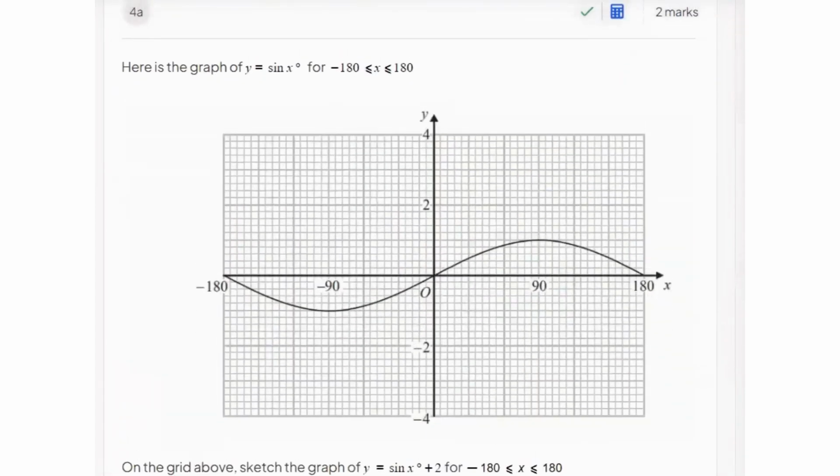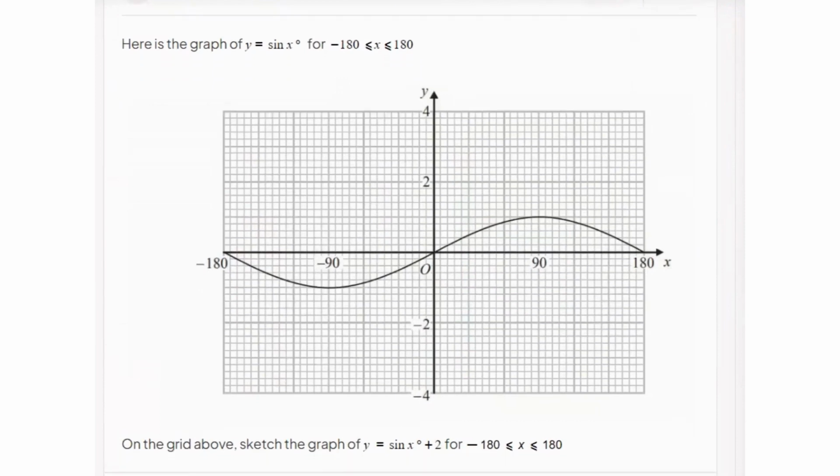Question 4 says here's a graph of y equals sine x for negative 180 to 180, and on the grid above, sketch the graph of y equals sine x plus 2. Now, in the previous part, we did sine x minus 2. So for sine x plus 2, we're going to move 2 units up. So this point over here will come over here. This will go from here to here. This becomes over here, and this goes over here and over here. So if you sketch it, it's going to look like this.